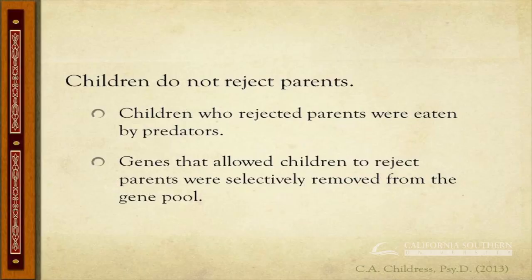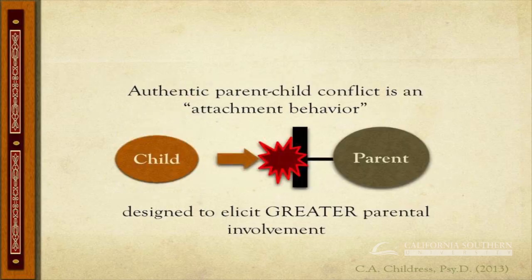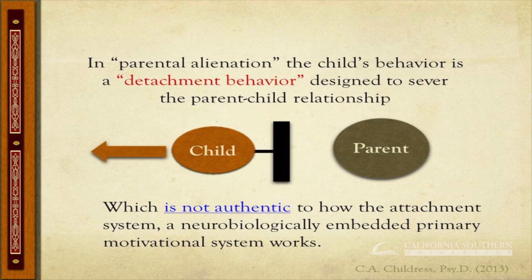We do not see detachment behavior. It just doesn't happen. Children do not reject parents. They're eaten by predators if they do. Authentic parent-child conflict results from a barrier, and it's designed to elicit greater parental involvement.